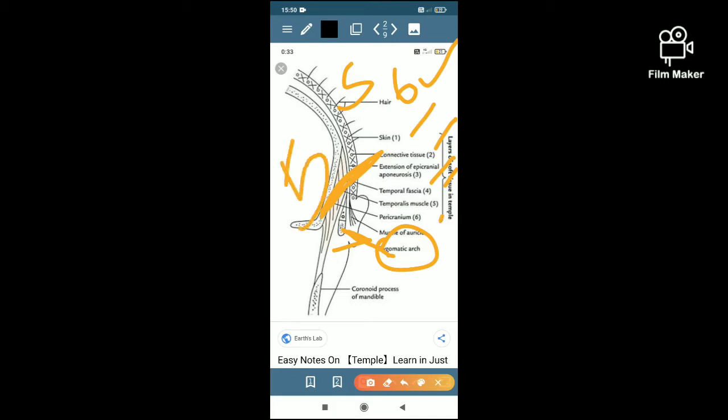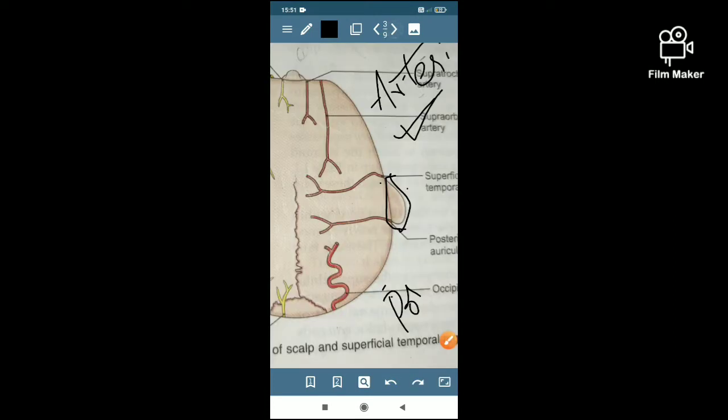In scalp, we have 5 layers. The 4th layer is loose connective tissue. Here, in the place of the 4th layer, we have temporalis fascia, temporal fascia and temporalis muscle. This is the difference and you should remember it. And next we can go to the arterial supply of the scalp.